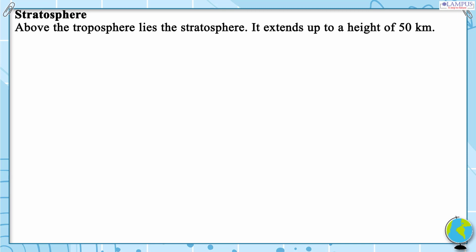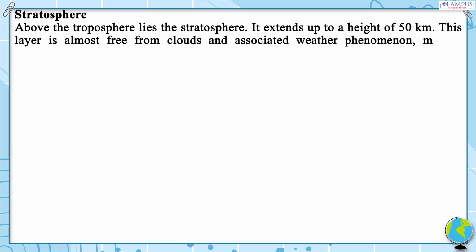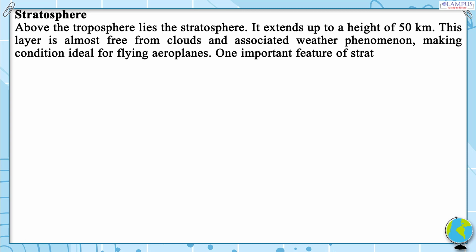Stratosphere. Above the troposphere lies the stratosphere. It extends up to a height of 50 kilometers. This layer is almost free from clouds and associated weather phenomena, making conditions ideal for flying aeroplanes. One important feature of the stratosphere is that it contains a layer of ozone gas.